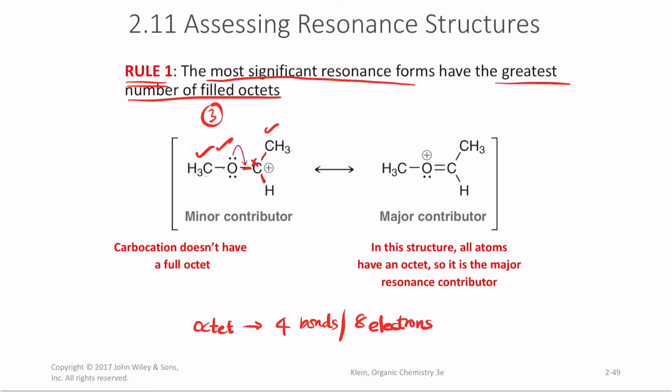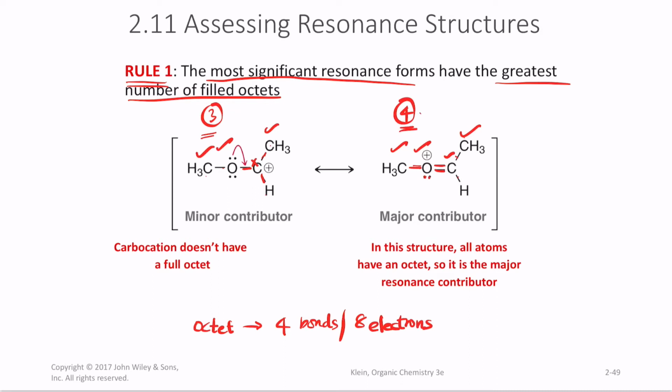Next, let's look at this side here. So this carbon has 1, 2, 3, 4 bonds, so that has an octet. Carbon here has an octet. Oxygen has 8 electrons, so 1, 2, 3, and 4. So that's 8 electrons, again octet. Carbon again octet. So this has 3 octets, this has 4 octets.